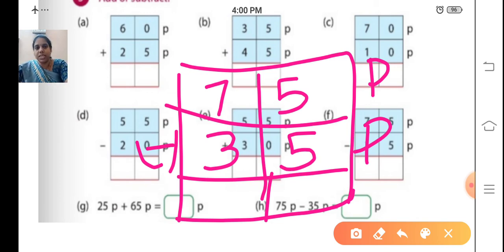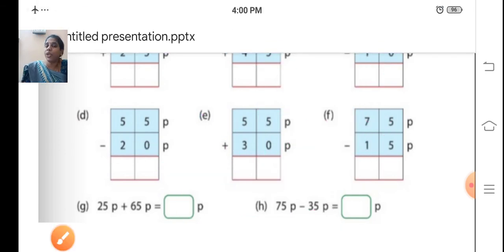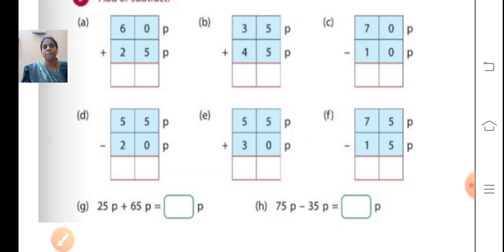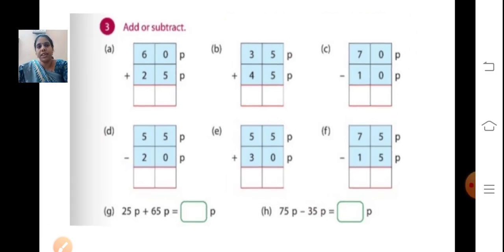Just put the symbol. Don't forget to put the symbol. This is a subtraction, isn't it? G sum is addition and H sum is subtraction. Don't forget to put this symbol. How will you do the addition and subtraction of pies? Just write one below the other, then do normal addition or subtraction.